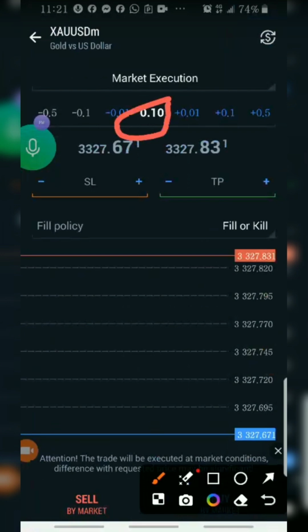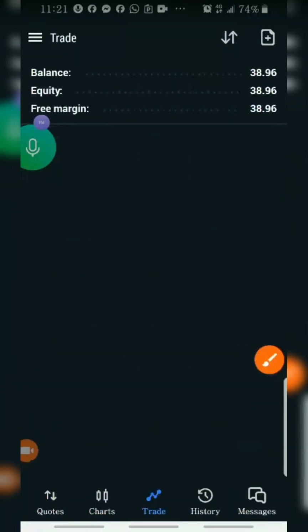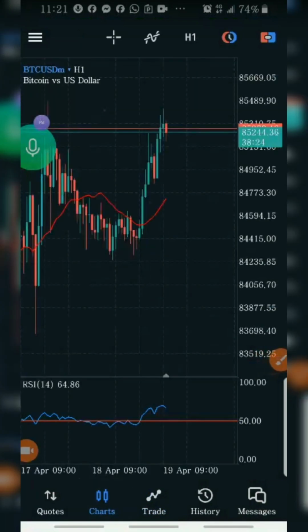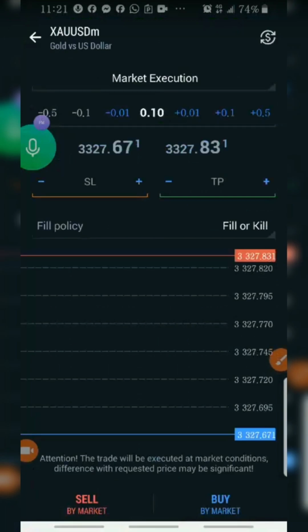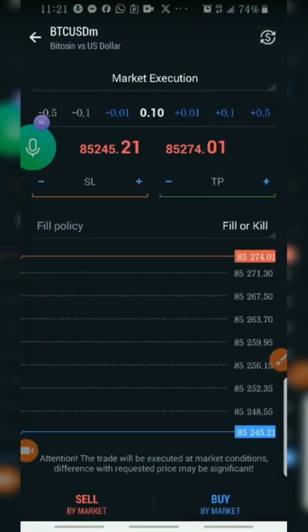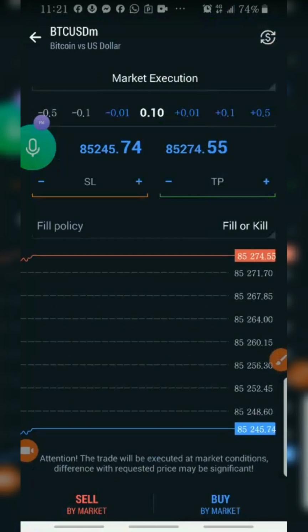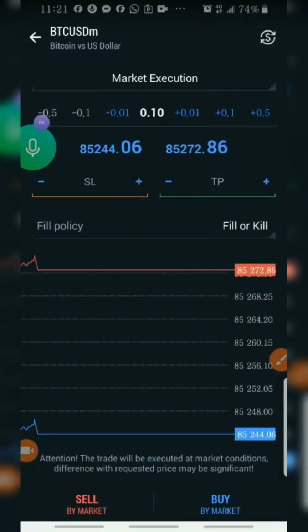Now let's say, what's wrong with this thing now? It's taking me back to gold. Okay, BTC. Now I'm on BTC. Let's say I want to buy BTC from the current price BTC is.